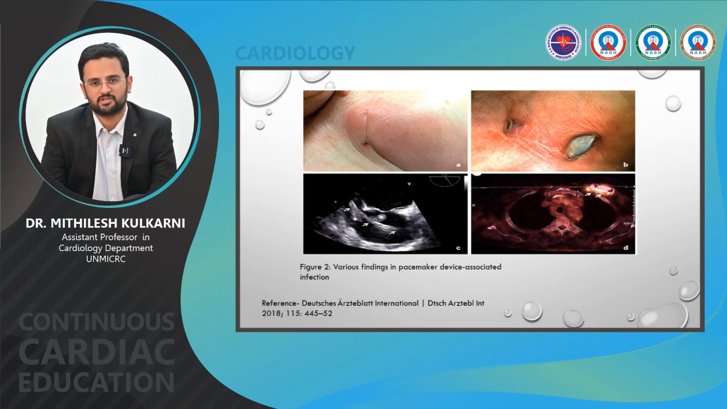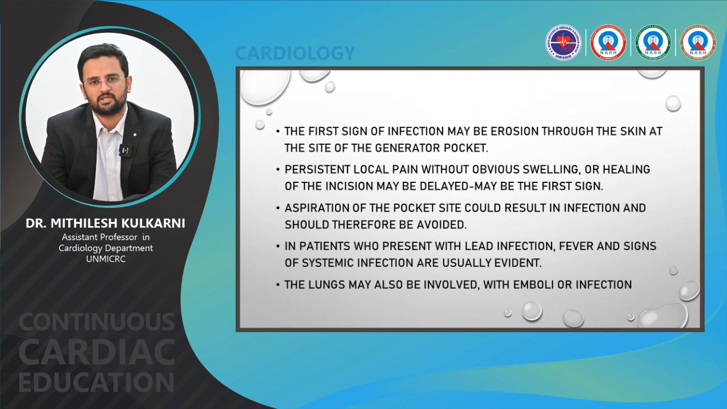The first sign of infection may be erosion through the skin at the site of generator pocket. Persistent local pain without obvious swelling or healing of the incision may be delayed, may be the first sign. So the persistent local pain, we cannot ignore that. A patient who is having a persistent local pain at the site of pacemaker should undergo a detailed blood evaluation and also a USG of the local part. Aspiration of the pocket site could result in infection and should therefore be avoided. So we have to understand that while doing the culture, we should not aspirate from the site, because it will lead to the increase in infection.